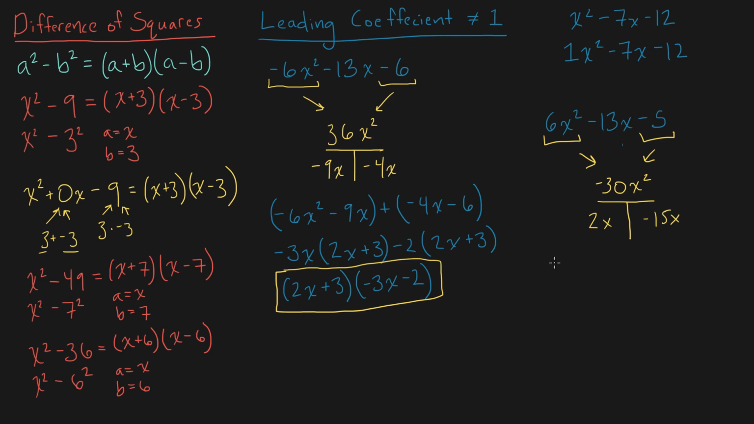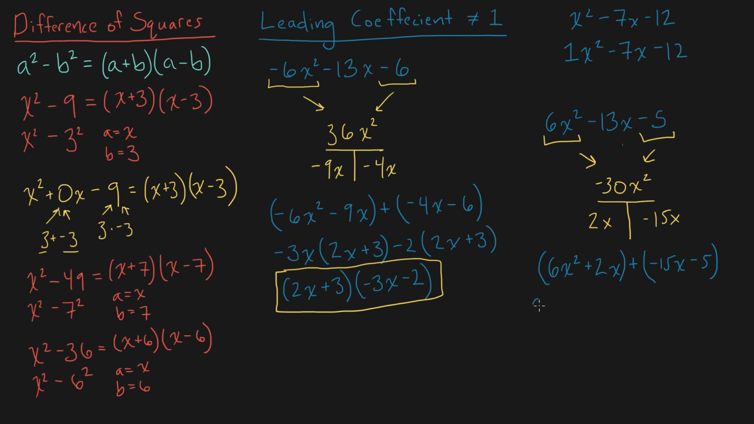Now I can rewrite this expression here using what we found multiplies together to make negative 30x squared. And that's going to be 6x squared plus 2x. I'm going to put that in parentheses, and then I'm going to add to that negative 15x and negative 5. And so just like we did over here, I want to find something that I can factor out of both of these sets of parentheses such that what's left inside both sets is the same. Looking at this, it looks like I can factor out a 2x from this set.